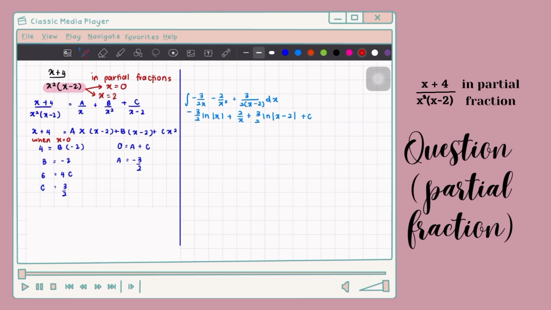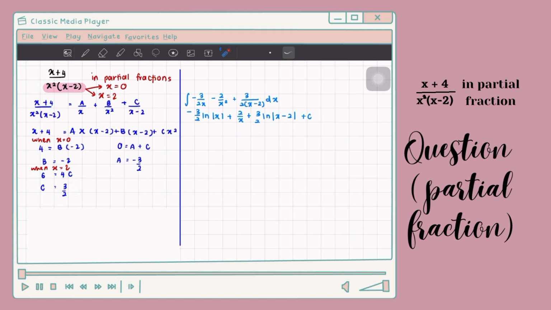So when x is equal to 0, 4 and b comes to be negative 2. So b will get negative 2. And when x is equal to 2, multiply all x with 2. So you will get c is equal to 6. So c you will get 3 over 2.